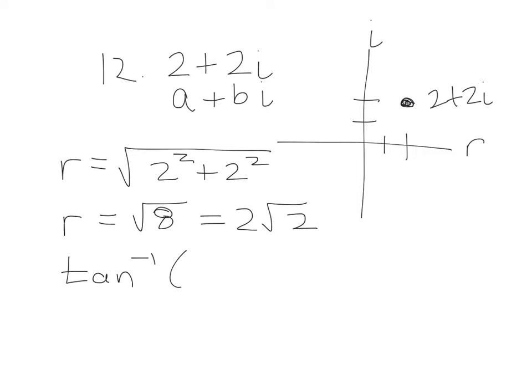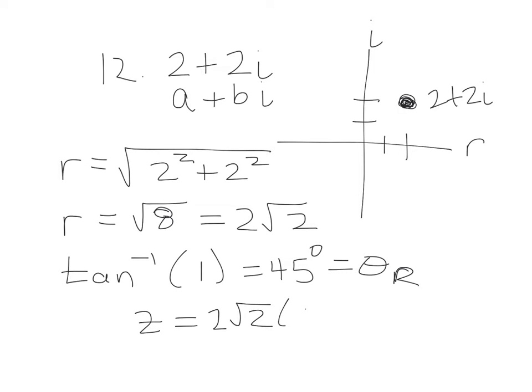We do tan inverse. 2 divided by 2 would be 1, which would give us a 45-degree reference angle. Or pi over 4. Since 2, 2 is in the first quadrant, the reference angle 45 is the actual rotation. So our polar trigonometric form, or polar form, would be 2 root 2, parenthesis, cosine 45 degrees plus i sine 45 degrees.